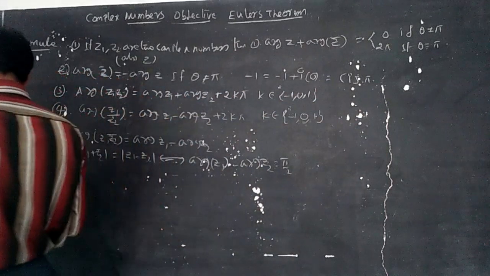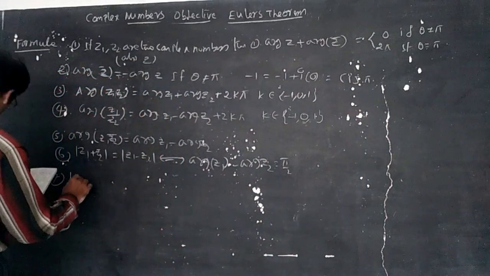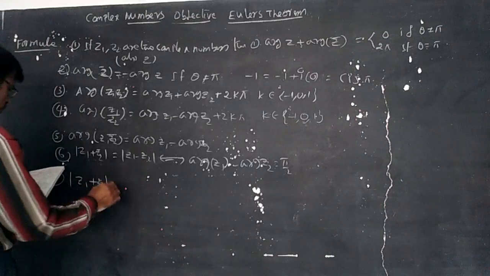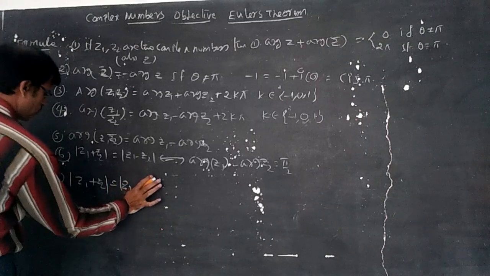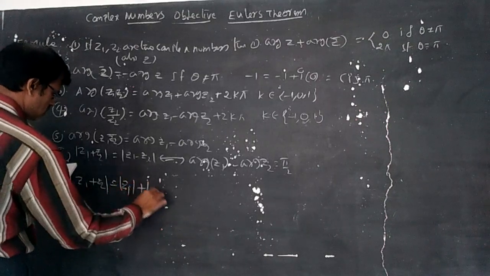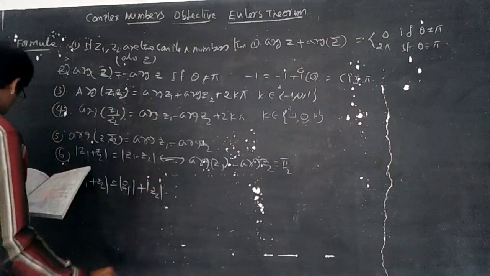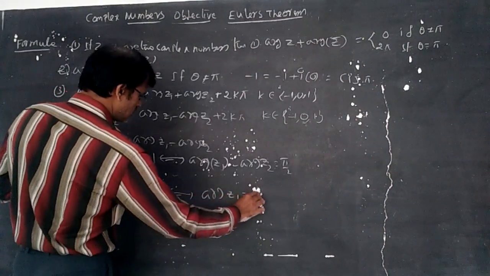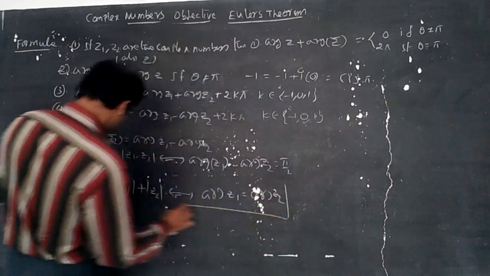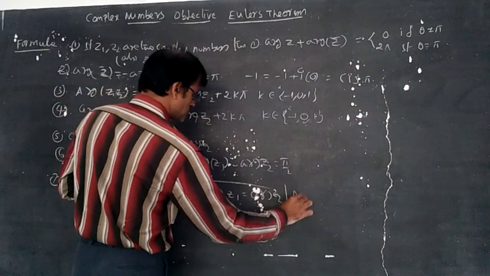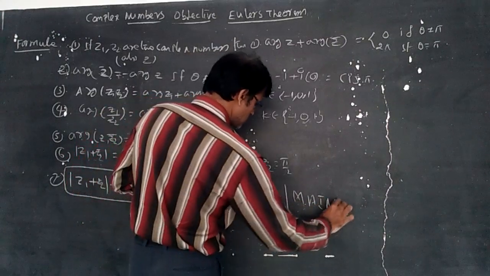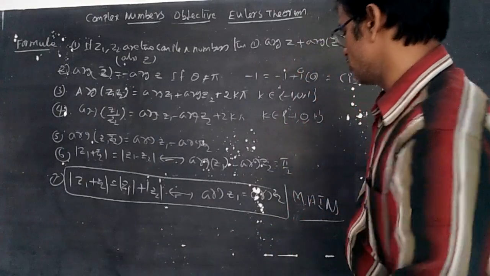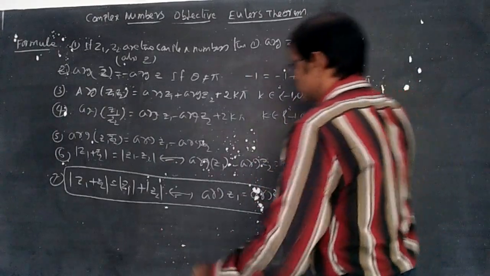Okay, the next and last sum for today: modulus of z1 plus z2 is equal to modulus of z1 plus modulus of z2. That implies argument z1 is equal to argument z2. This is an important objective mains question. In mains, two or three times we ask like this: modulus of z1 plus z2 is equal to modulus of z1 plus modulus of z2. Let's see the proof.